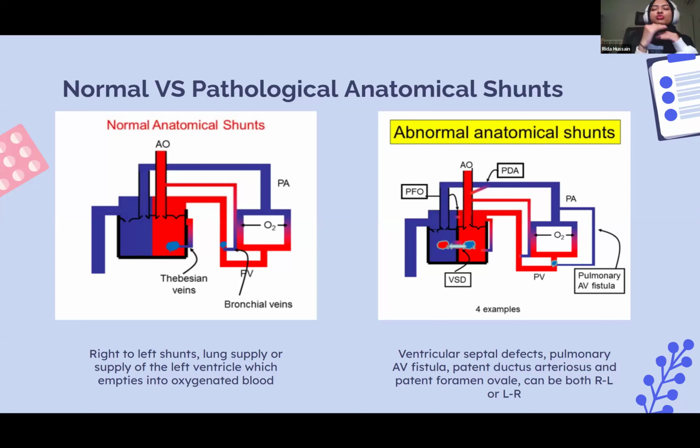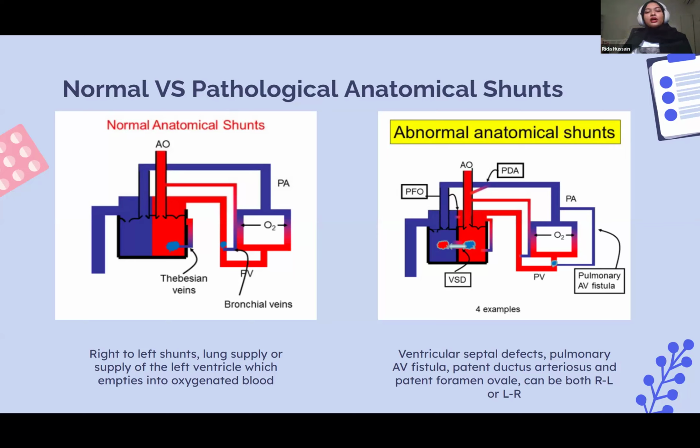Normal shunts are always right to left shunts, right to left, RL. Normal is always RL. So it's written in the name normal. R is before L, right to left. Okay, that's how I remember it. It's stupid, but it works.